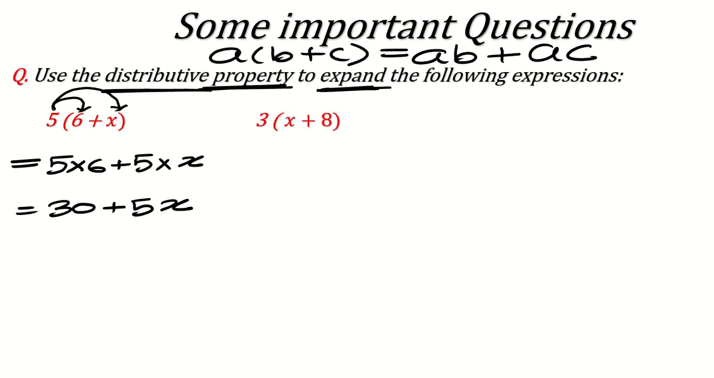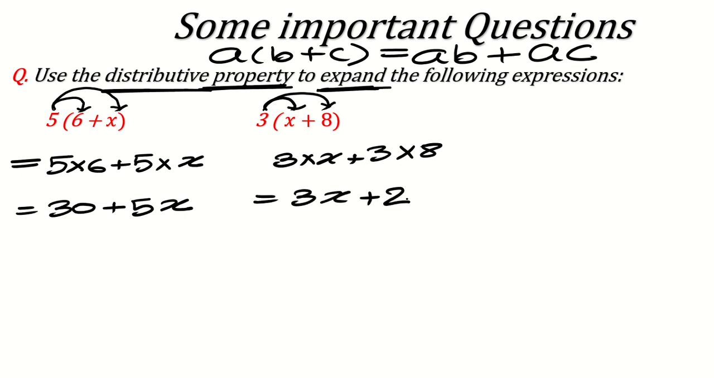Another question can be 3 times (x plus 8). In the same way you can do this. First 3 will go inside for x. So this will be 3 multiplied by x plus, then 3 will multiply with 8. So its answer will be 3x plus 8 multiplied by 3 is 24.